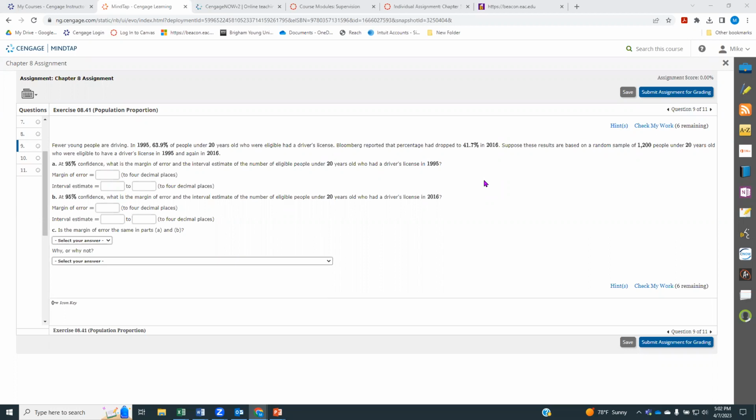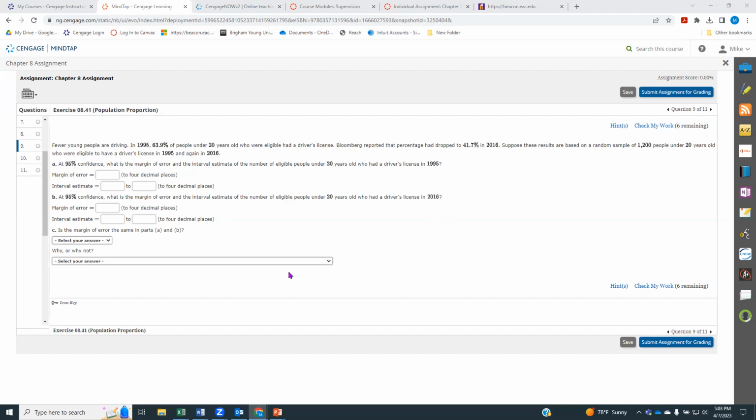63.9% of people under 20 years old who were eligible had a driver's license. Bloomberg reported that the percentage had dropped to 41.7% in 2016. Suppose that these results are based on a random sample of 1,200 people under 20 years old who were eligible to have a driver's license in 1995 and again in 2016. So then at 95% confidence, they want the margin of error and the interval estimate for people who had a driver's license in 95 and then again in 2016.